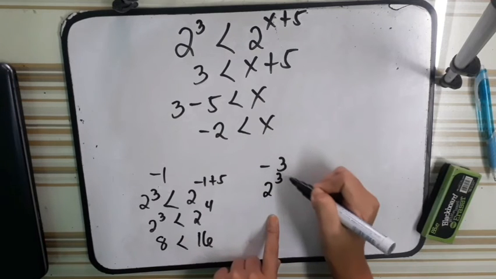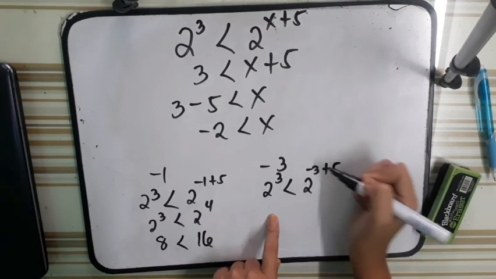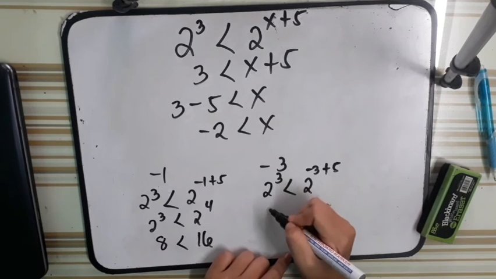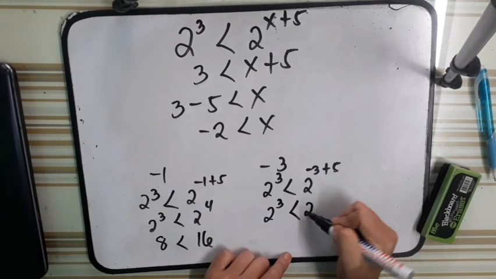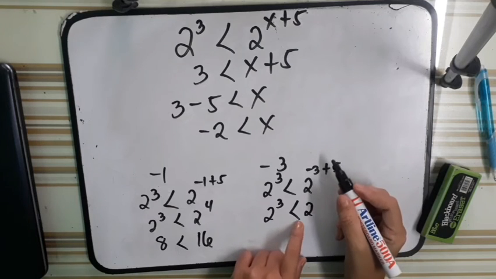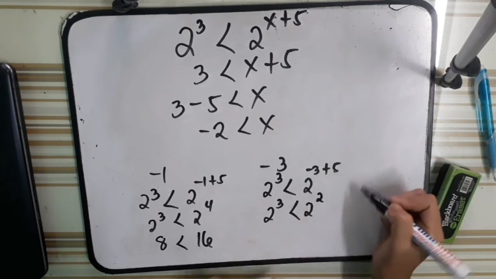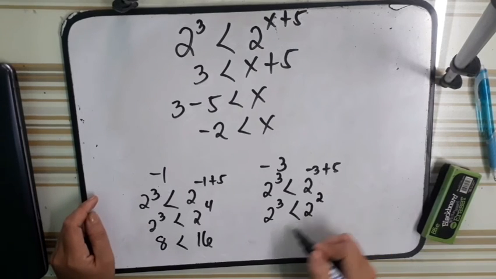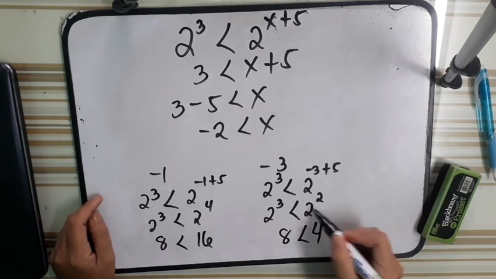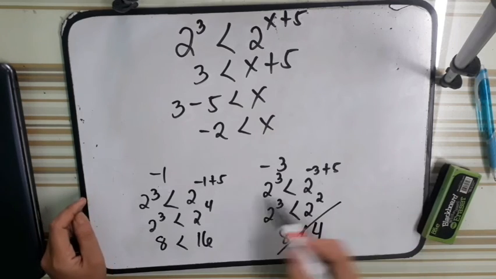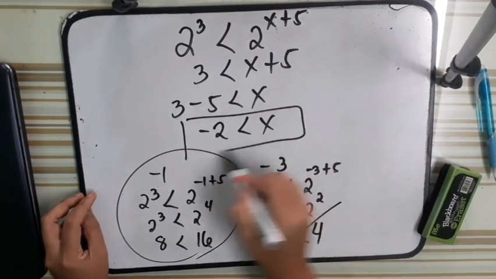Now, how about negative 3? So, 2 raised to 3 is less than 2 raised to negative 3 plus 5, which is equal to 2 raised to 2. Now, 2 raised to 3 is equal to 8, and 2 raised to 2 is equal to 4. And this is not correct. Therefore, negative 1 is one of the solutions of our inequality. So, we need to consider this.